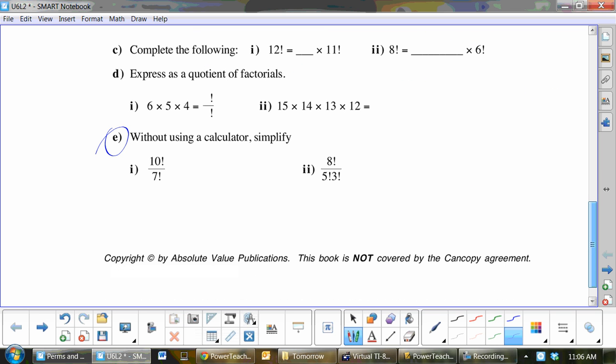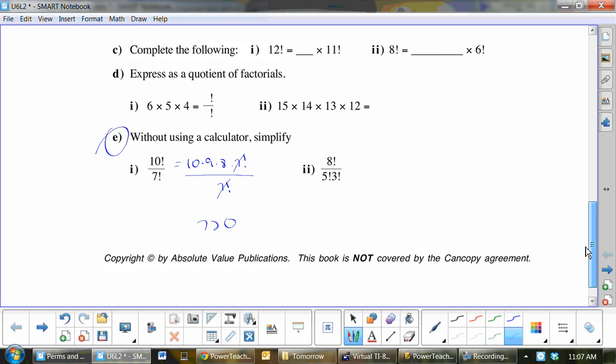Now, let's just do a couple of these without using our calculator. What's 10 factorial over 7 factorial? Now remember, that's 10 times 9 times 8 times 7 times 6 times 5 times 4 and so on, over 7 times 6 and so on, okay? But we could write that as 10 times 9 times 8 times 7 factorial all over 7 factorial. Those would cancel. 10 times 9 is 90 times 8, 720.